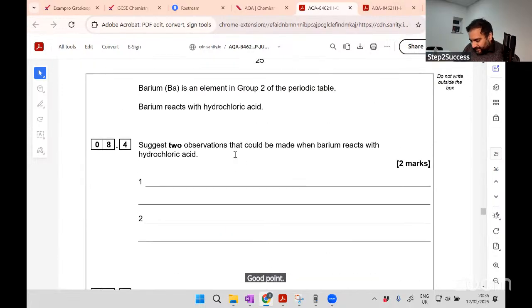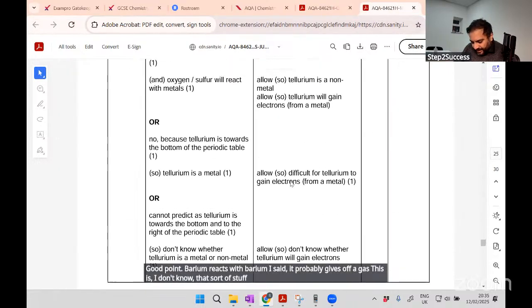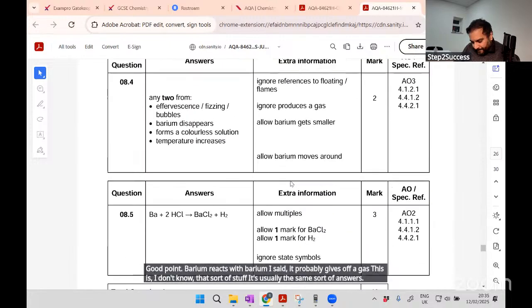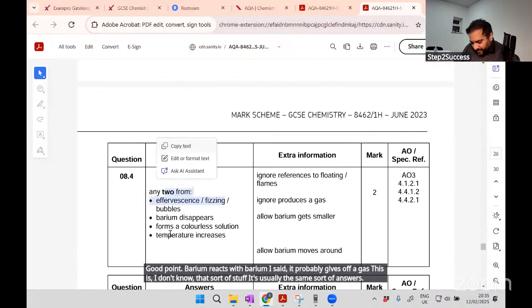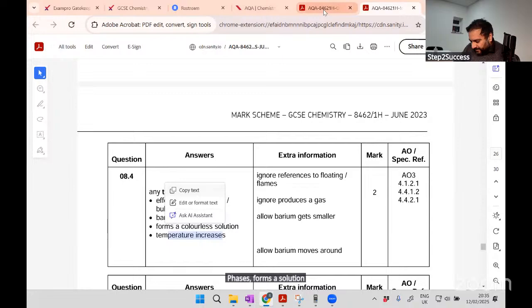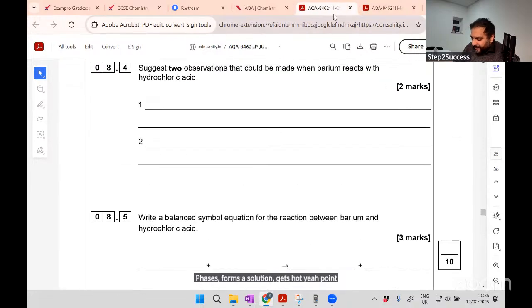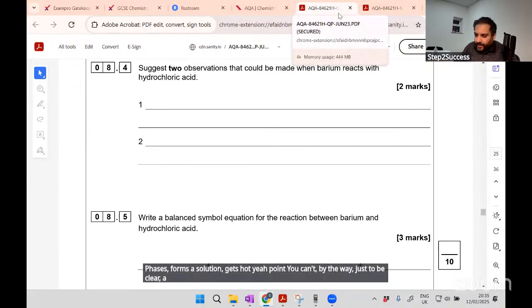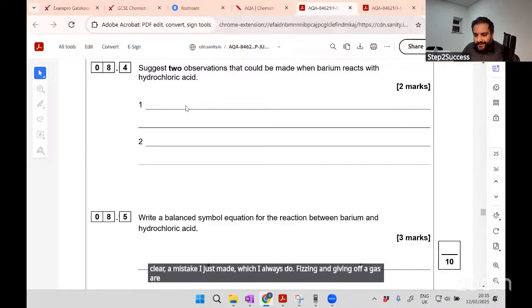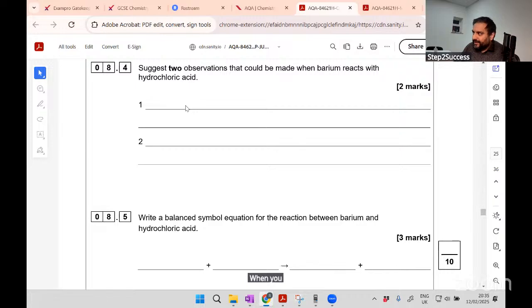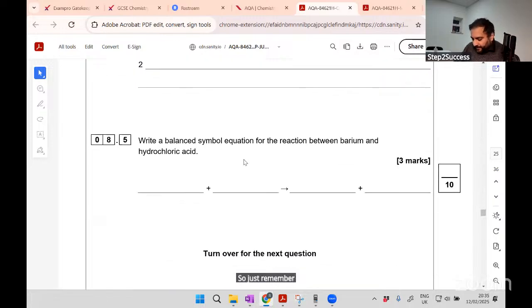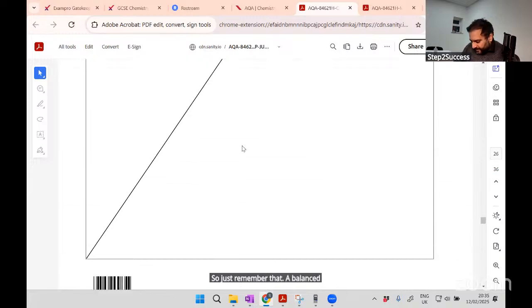Barium reacts with acid, probably gives off a gas, fizzes, I don't know, that sort of stuff. It's usually the same sort of answers. Fizzes, forms a solution, gets hot. Yeah, fine. Just to be clear, a mistake I just made, which I always do: fizzing and giving off a gas are not two separate points when you answer these kind of questions. They are the same thing. So just remember that. A balanced equation.